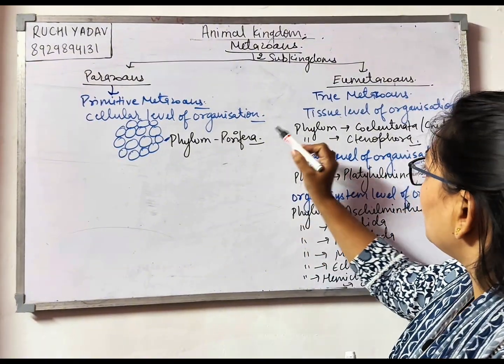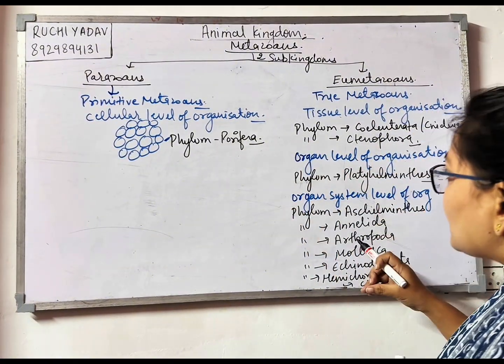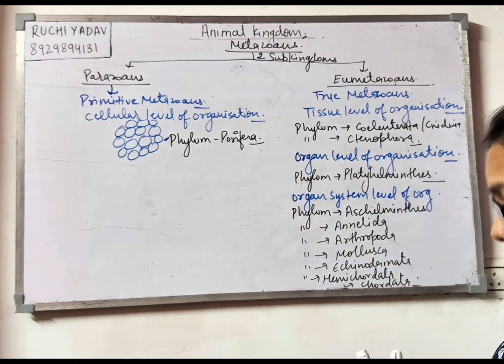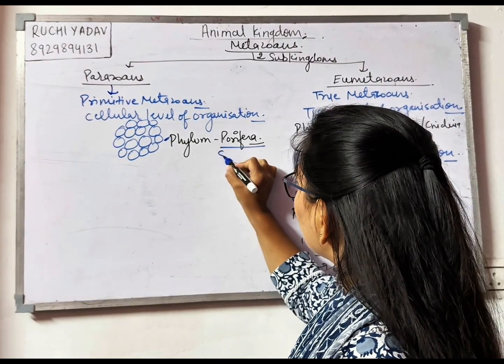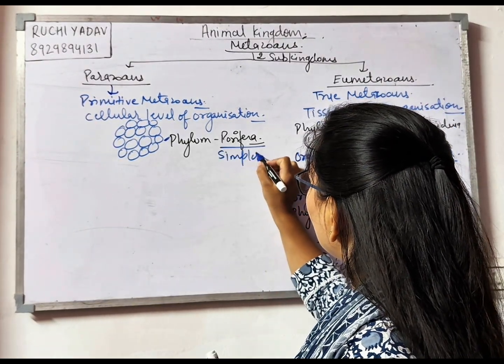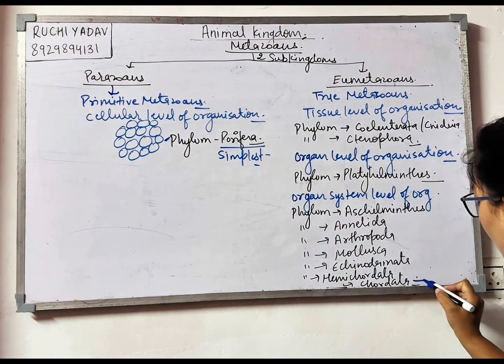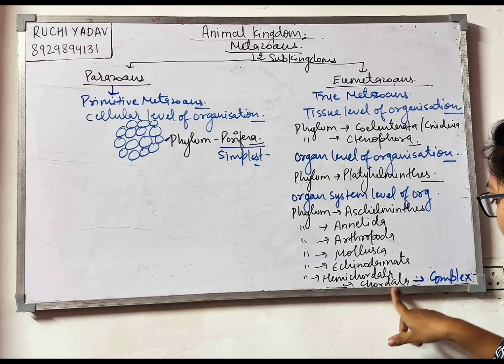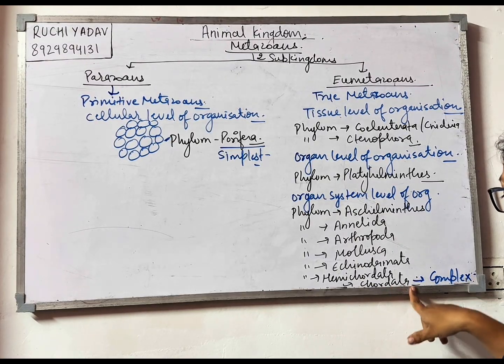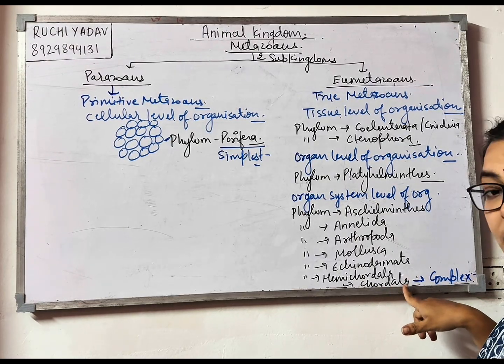Yes. So basically, how we have classified them, how we have arranged them. We have arranged them according to their complexity. So poriferans, they are the simplest animals. And chordates, they are the complex ones. You can see that the chordates have been given the higher place because they have a complex body structure.